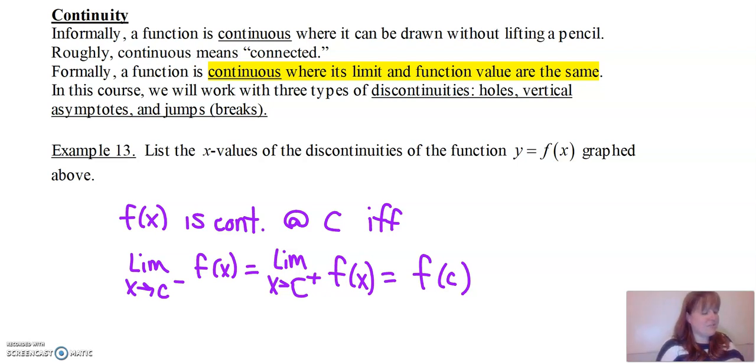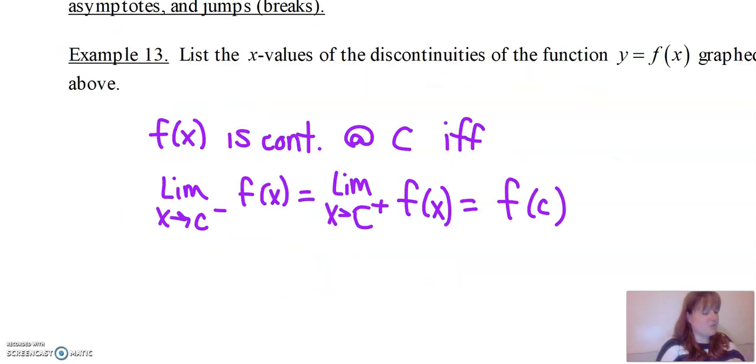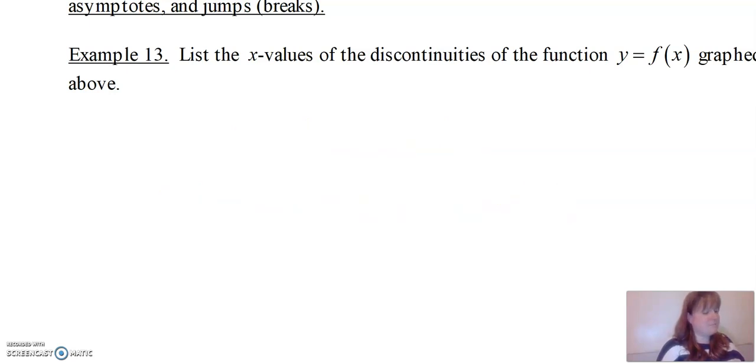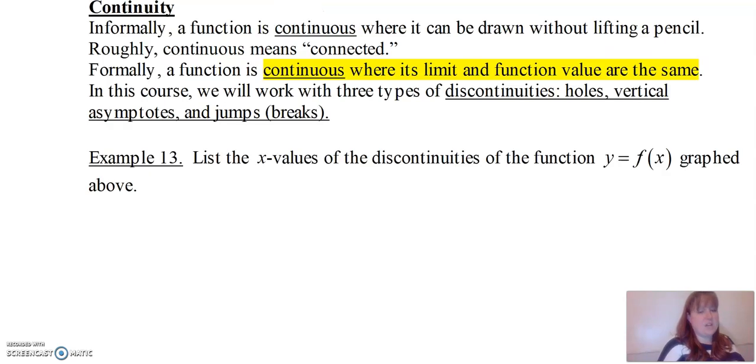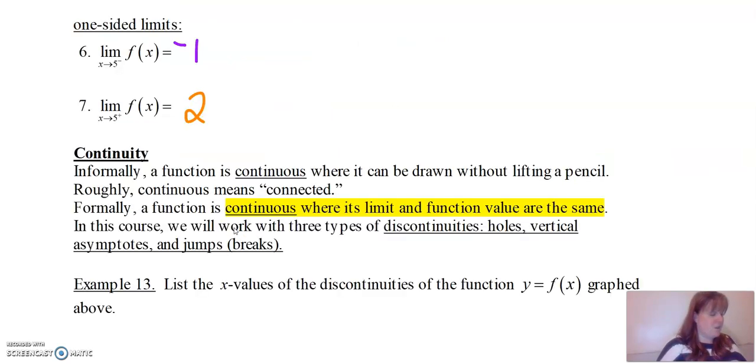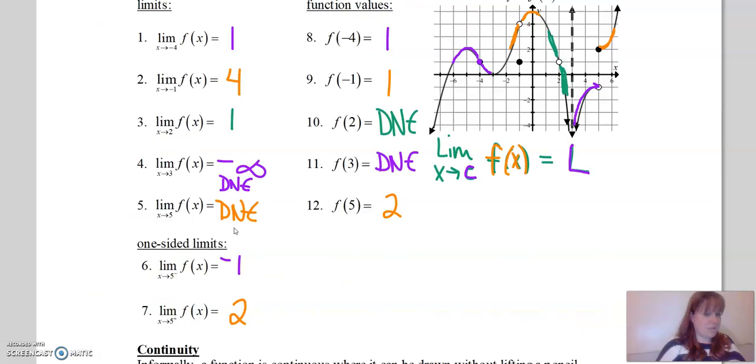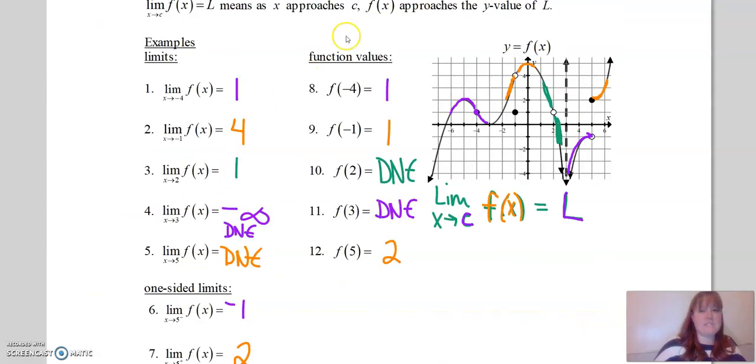Now remember there's different types of discontinuities. There's removable discontinuities and non-removable discontinuities. The different types of discontinuities are holes, vertical asymptotes, and jumps. We'll talk about those here in a minute. Let's just list all the x values that have discontinuities in the function that we saw above. It just says the x values, so where are we discontinuous?